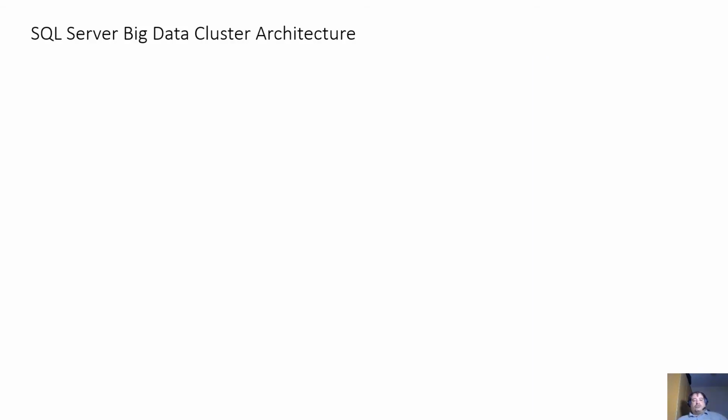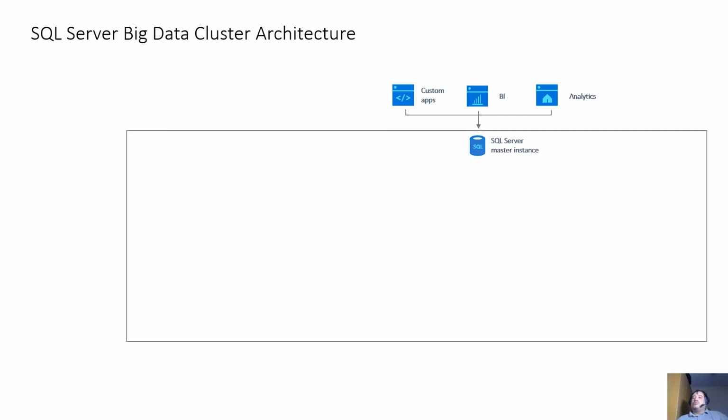So now that we saw the base concept of massive parallel processing, let's see the architecture of the SQL Server Big Data Cluster. We have a SQL Server master instance, and many applications accessing the master instance. The master instance doesn't have the name for nothing. It will control many other pieces.